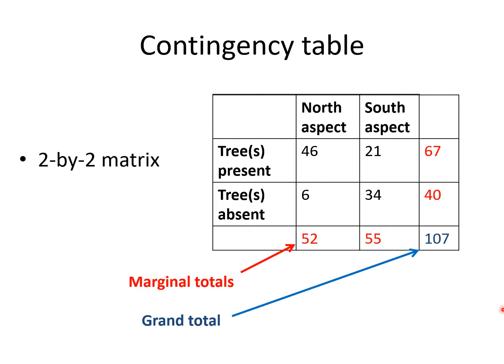One of the first things that we can do is we can add marginal totals in red and a grand total in blue. You can see the grand total, 107, that is our total sample size. And by looking at the marginal totals, for example, you can see that there's a very similar number of quadrats surveyed on the north and the southern aspects.